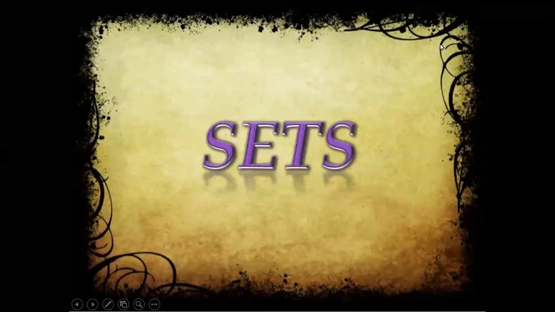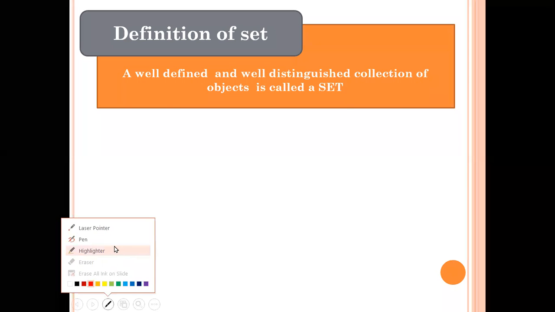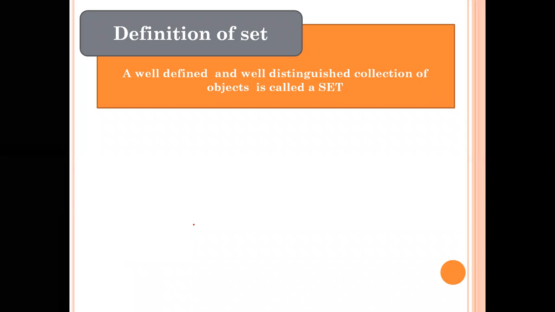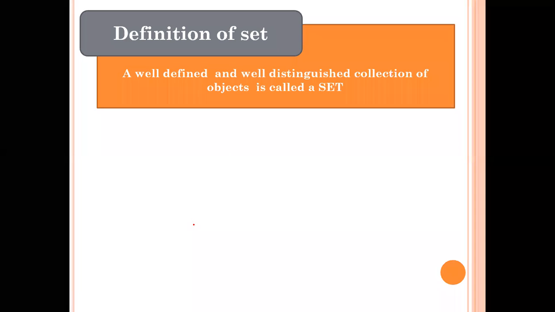Okay, sets. So first we'll revise the things. The definition of a set: a well-defined and well-distinguished collection of objects is called a set, which means you have to have a definite answer. It should not be like one person has one answer and another person has another answer. A set means you should have a definite answer, and that answer should be the same for everyone. That kind of property we call a set.